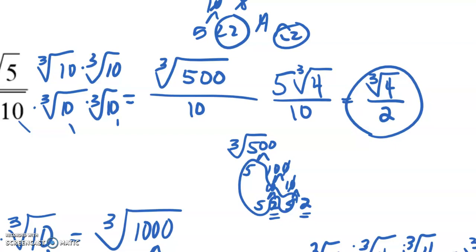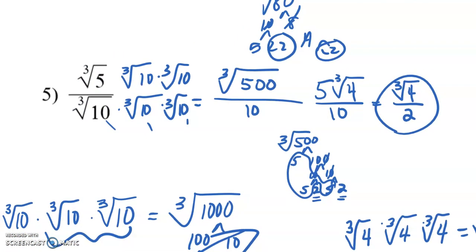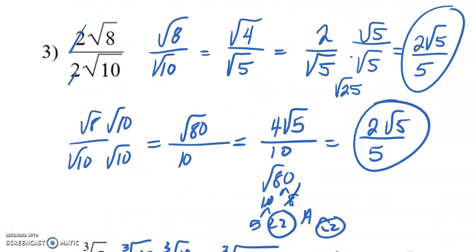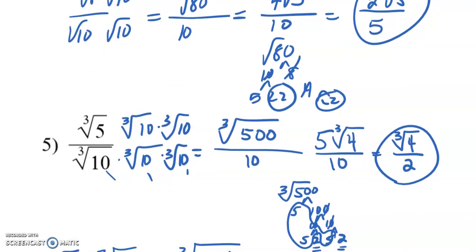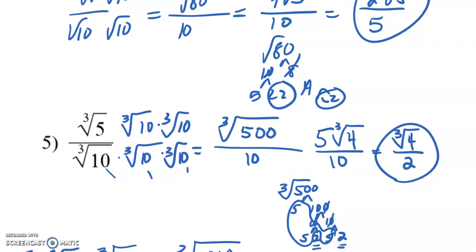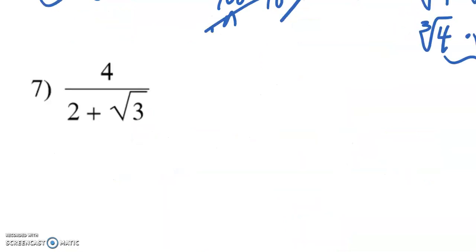Little trickier, but same exact concept: multiplying any denominator by itself in a square root gets rid of it. Multiplying it by a cube root gets rid of it this way.